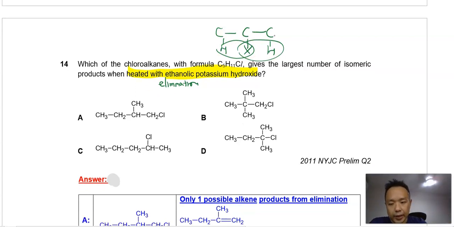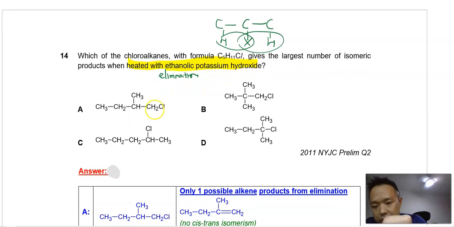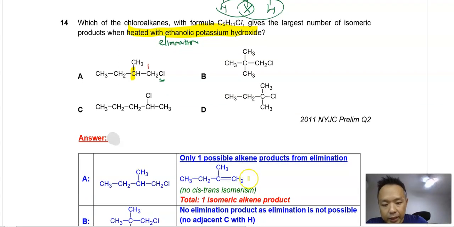Now let's take a look at option A. In option A, the chloro is at carbon number 1. On the adjacent carbon, the one highlighted in yellow is the only adjacent carbon. So there's only one way to eliminate, and therefore there's only one alkene. This alkene is a terminal alkene, and as a result, there's no cis-trans isomerism. There's a total of 1 isomeric alkene product.